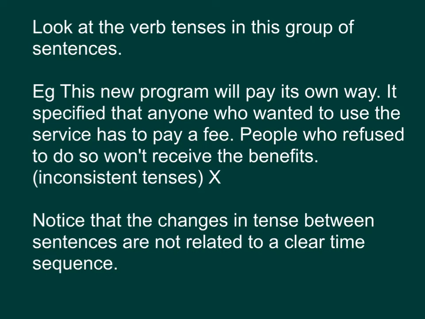Look at the verb tenses in this group of sentences. For example, this new program will pay its own way. It specified that anyone who wanted to use the service has to pay a fee. People who refused to do so won't receive the benefits. Inconsistent tenses, it is wrong. Notice that the changes in the tense between sentences are not related to a clear time sequence.